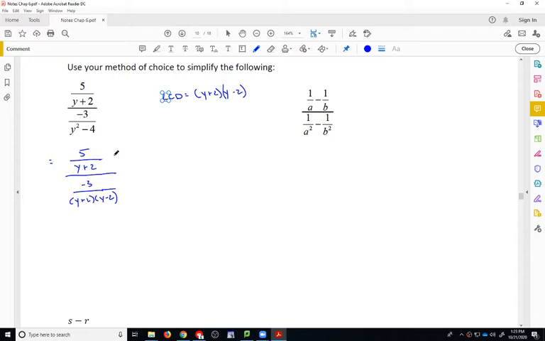And then you have to multiply. So we're going to multiply the top by y plus 2, y minus 2, and you're going to multiply the bottom by y plus 2, y minus 2. When you do that, y plus 2 divided by y plus 2 is 1. I'm left with 5 times y minus 2. And then the denominator, everything divides, and I'm left with negative 3.